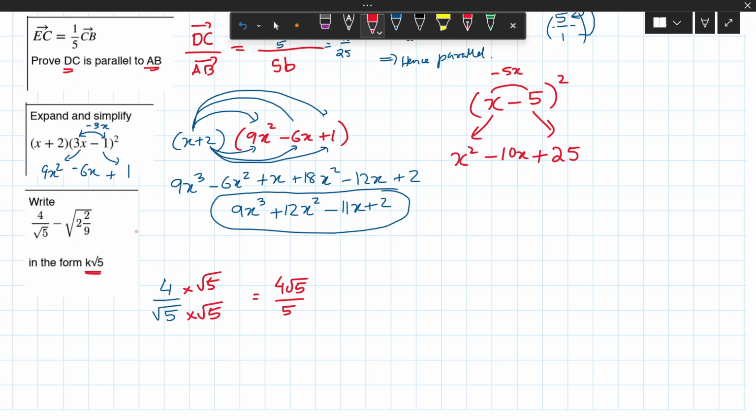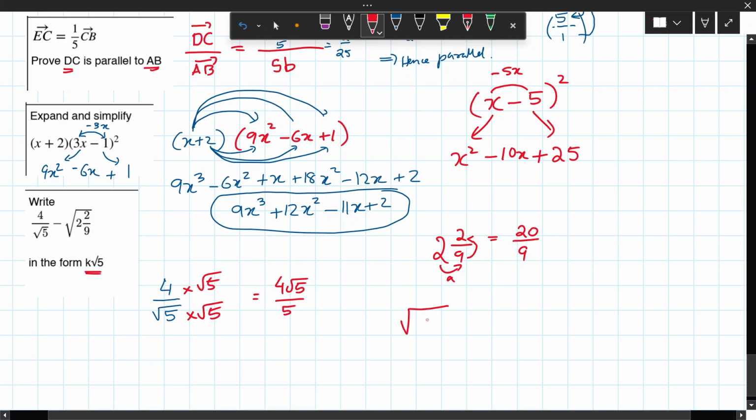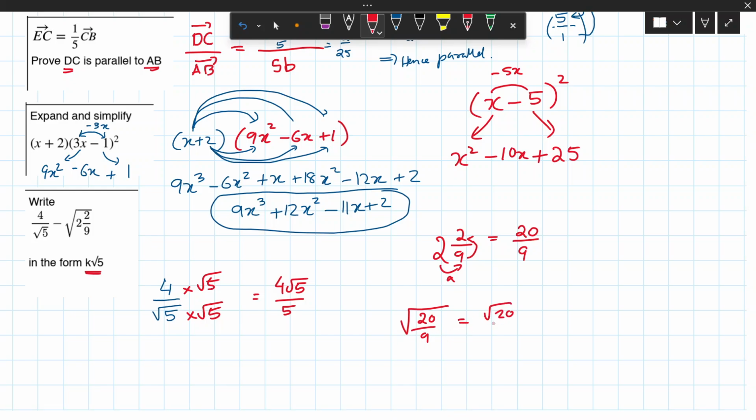Now if we look at the second term, that's a mixed number. So I have 2 and 2 over 9. So that's 2 times 9, which is 18. 18 add 2, that will be 20. So I have 20 over 9. Now if I take the square root of 20 over 9, I can split the square root when I have a division. So that's square root 20 over square root 9, which would be 3.